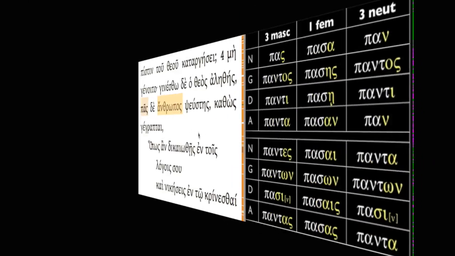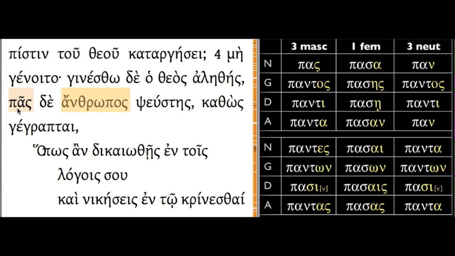Again, what I'm trying to show you is the way that these adjectives change forms to match the nouns they modify. Or here is a nice nominative singular masculine form, pas, right? That has to be nominative singular masculine. Pas anthropos. Well, that's the nominative singular masculine form of anthropos. Again, look at the match.